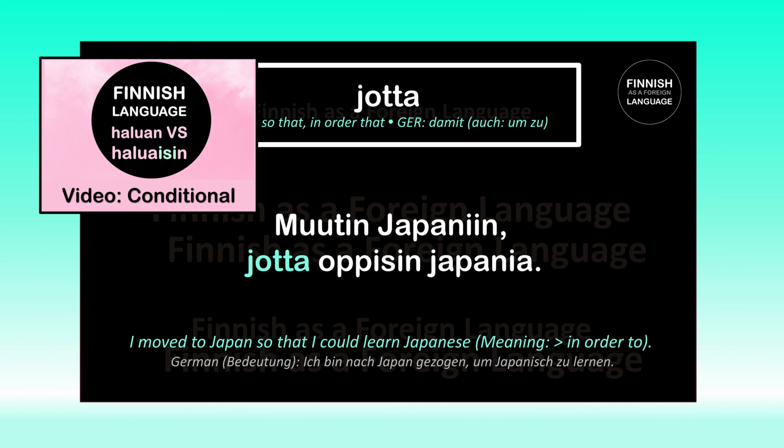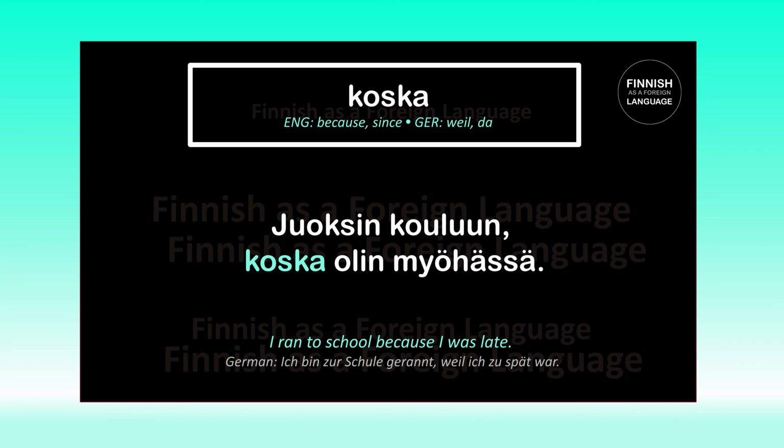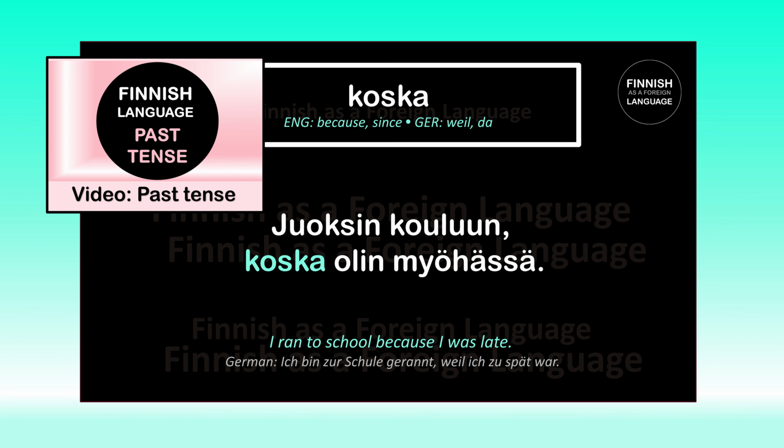Next one is koska. Koska means because or since. For example, juoksin kouluun, koska olin myöhässä. Means I went to school because I was late. Let's go step by step. Juoksin is the first person singular past tense of juosta, which means to run. Kouluun means to school. Here we have the ilative case of koulu.